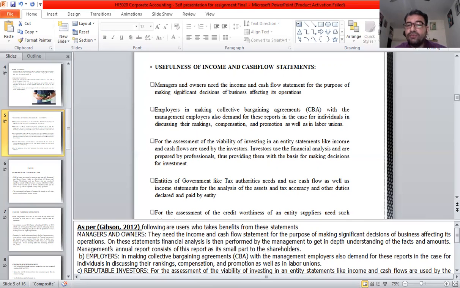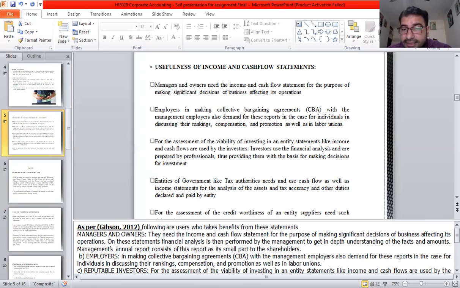For the assessment of viability of investing in an entity, statements like income and cash flows are used by the investors. So investors basically use the financial analysis prepared by the professionals, and then they work on it, look at the trends and make the necessary financial decisions for investment.